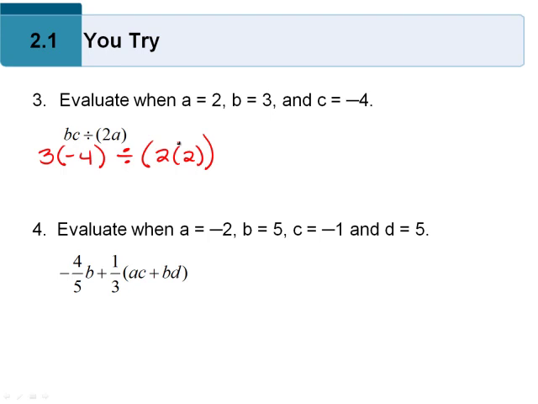So we have multiplication and we have division. So remember it says do multiplication and division as they occur left to right. Now, here's the tricky part. Some people would say, okay, we're going to multiply 3 times negative 4. That's negative 12. And then they would want to divide. But technically that's wrong because that 2a is in parentheses. So that's still on the very first step of the order of operations. So 2 times 2 is 4. So we have negative 12 divided by 4 would be negative 3.